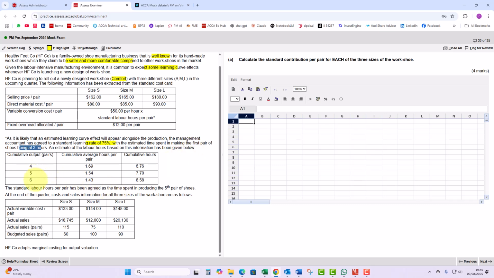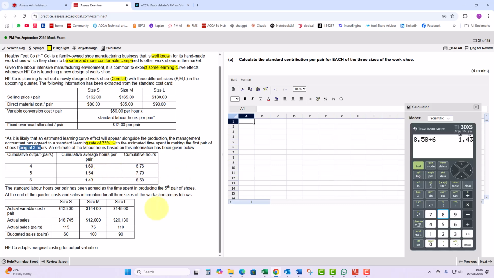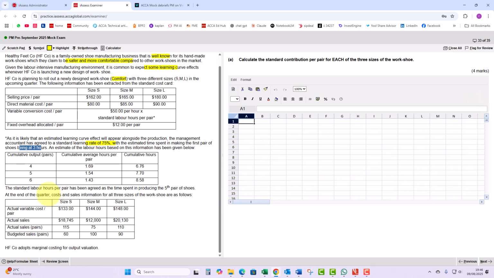So we've got 3 levels of output, 4, 5 and 6 pairs, the cumulative hours, and then the cumulative average hours per pair. And you see, this is just to demonstrate the calculation. The cumulative hours divided by the cumulative output gives the average, and I've shown that on the calculator over here. The standard labour hours per pair has been agreed as the time spent in producing the 5th pair.